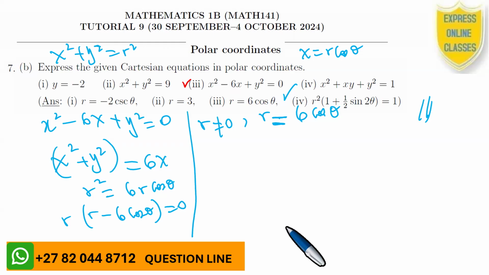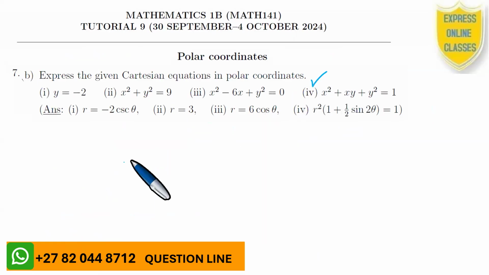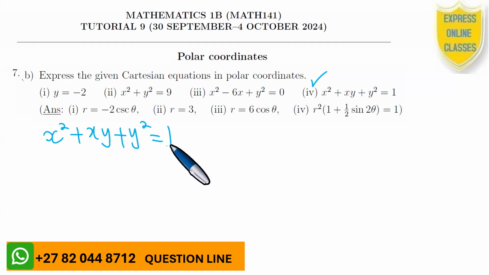Right, so then I have exactly the following. Let us look at Roman figure 4, this one. In that case, we have x squared plus xy plus y squared equals 1.